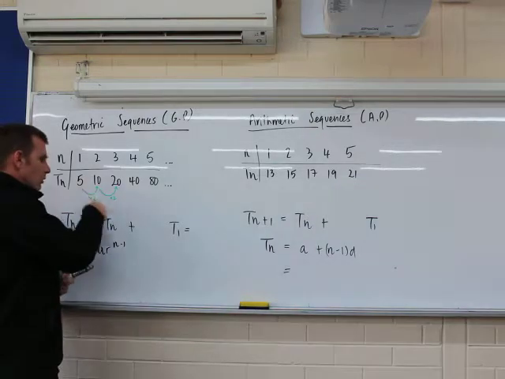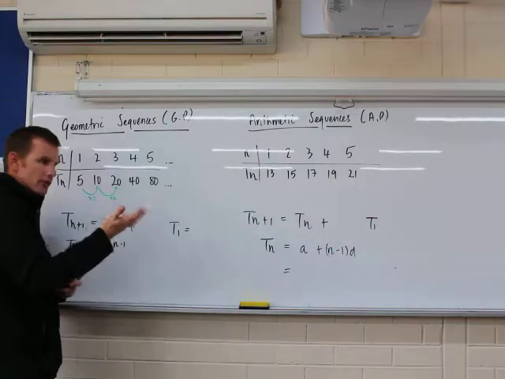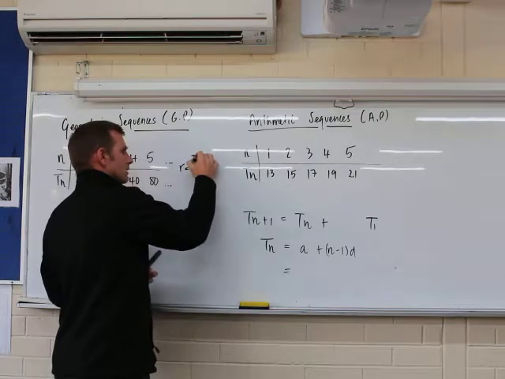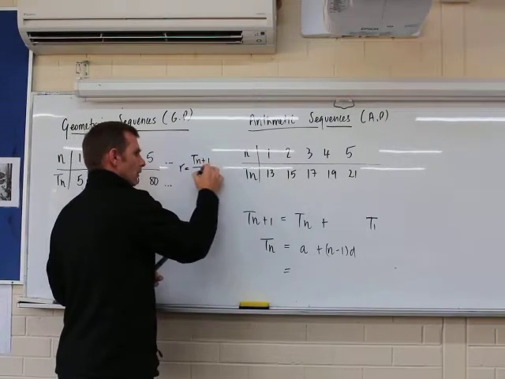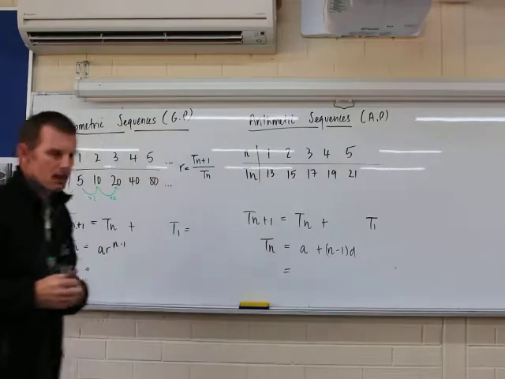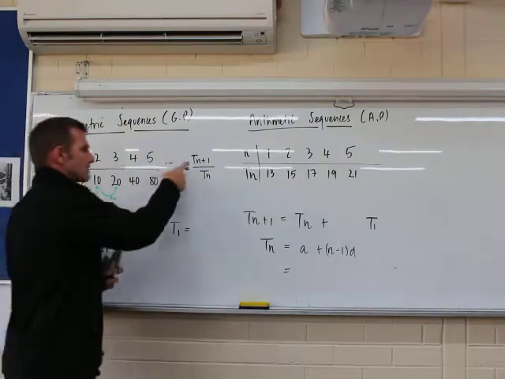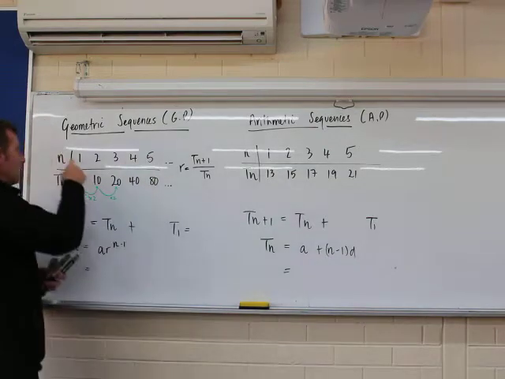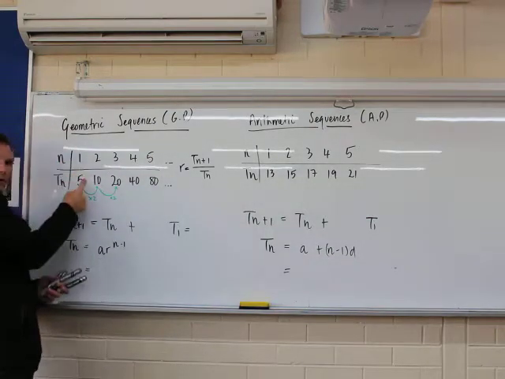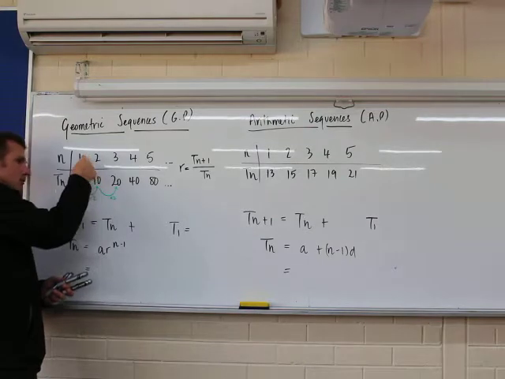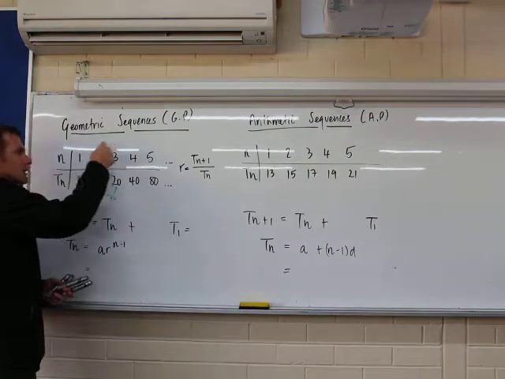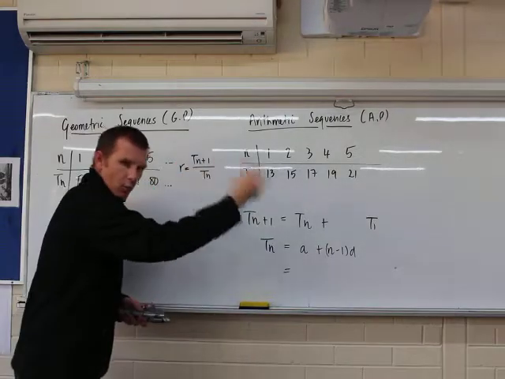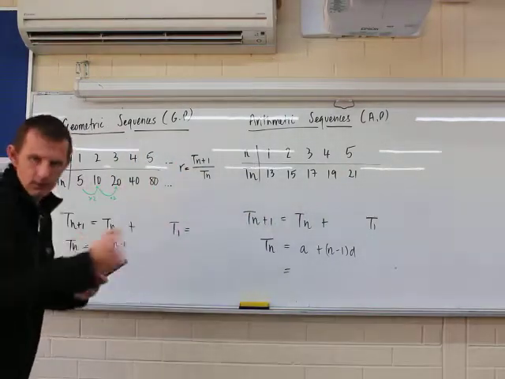Now this number here we call the R number, R for ratio. And how do we work that out? We work out R by saying Tn plus 1 divided by Tn. So what's that telling us? Now remember that T is a term. Okay? So T1 is this one right here. It's the first term in the sequence. T3 is 20. Tn plus 1 is the next term.